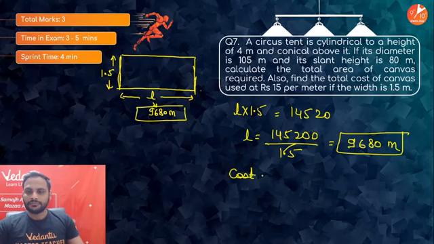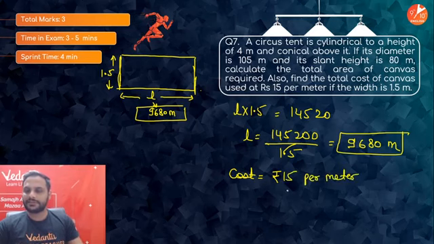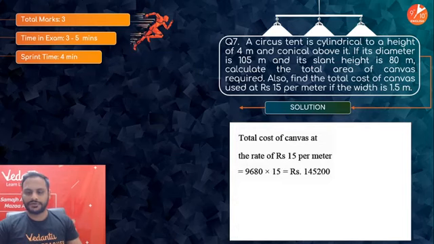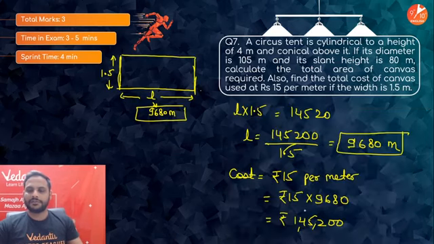So now the cost is what? Rupees 15 per meter. Per meter. How much meter of cloth do I require? 9680. So rupees 15 into 9680 will be your correct answer. So 9680 into 15 will do. So I think it will be 145,200. I think this 1,45,200 will be the answer. हाँ, 1,45,200 will be your answer.